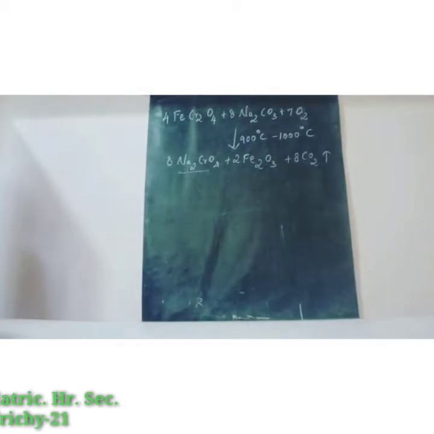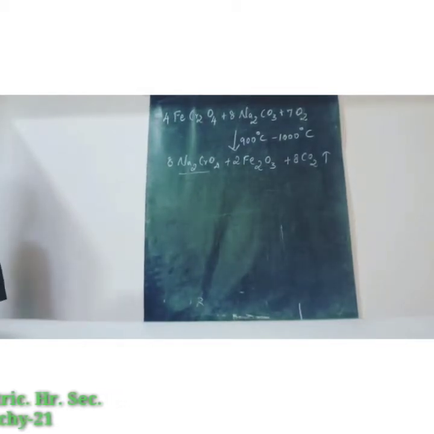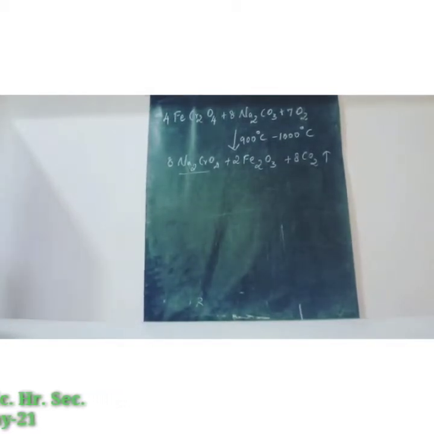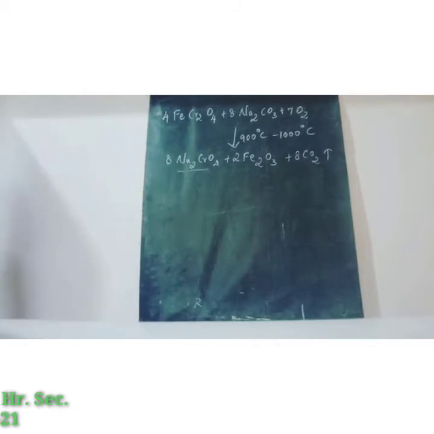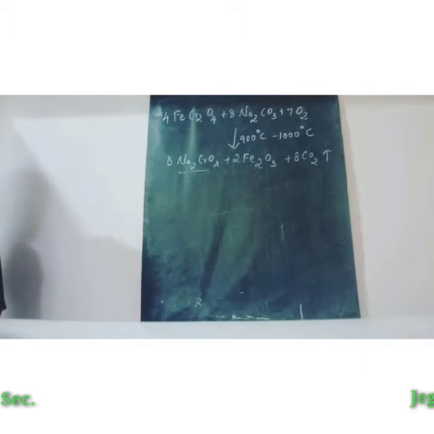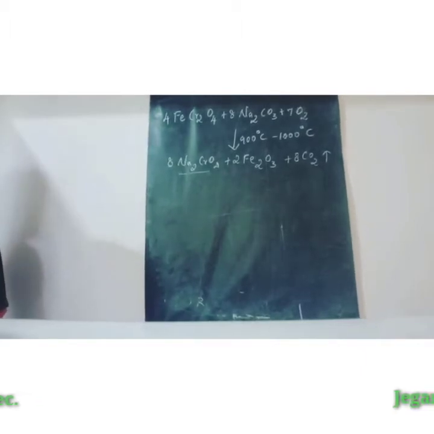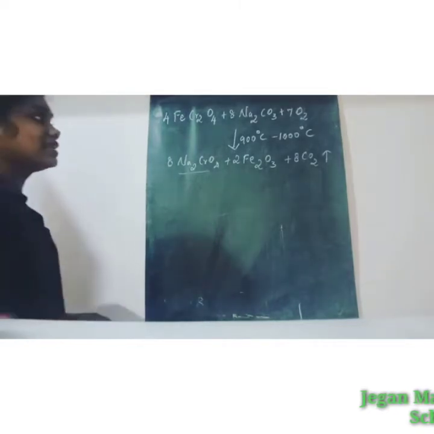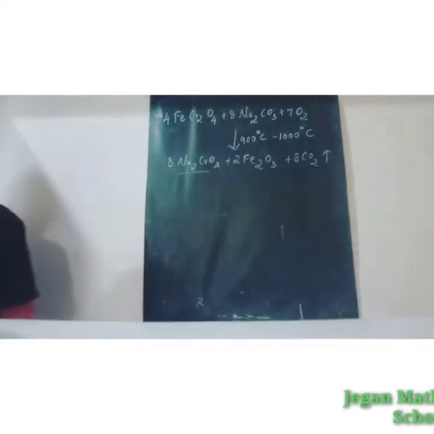The roasted mass is treated with water to separate soluble sodium chromate from insoluble iron oxide. So here sodium chromate, Na2CrO4, is soluble. Which one is insoluble? Iron oxide, Fe2O3, is insoluble.